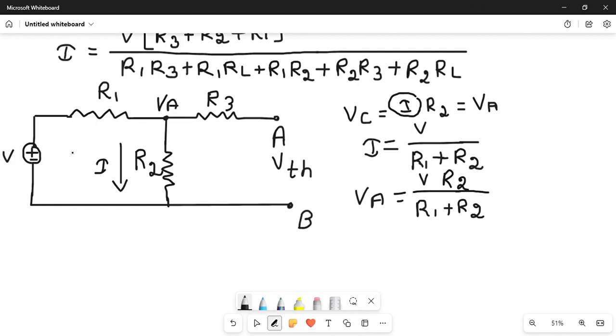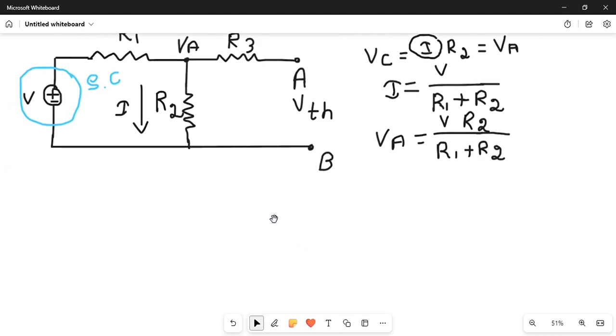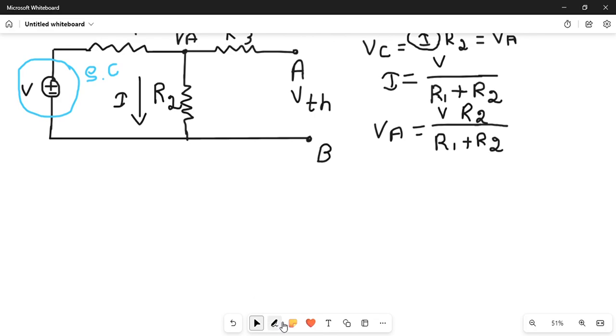So what I do is make the voltage source short circuited, as told in the procedure, that is step number 3. So this is SC, which is called a short circuit. Now let me make that a short circuit and rewrite the diagram. So now it is like this.